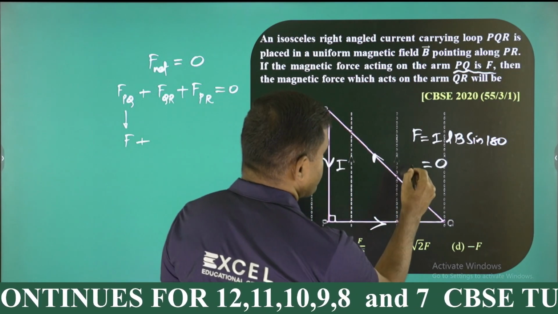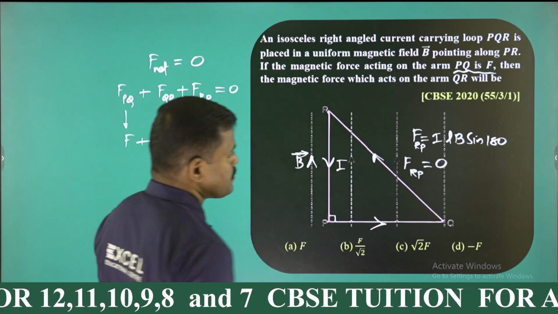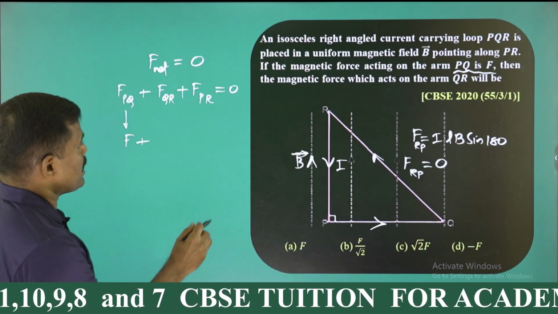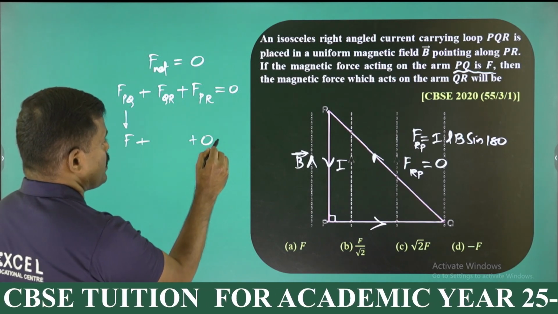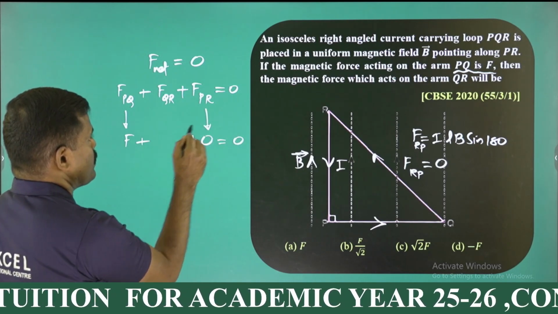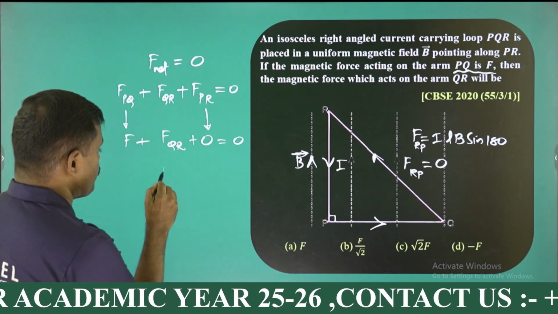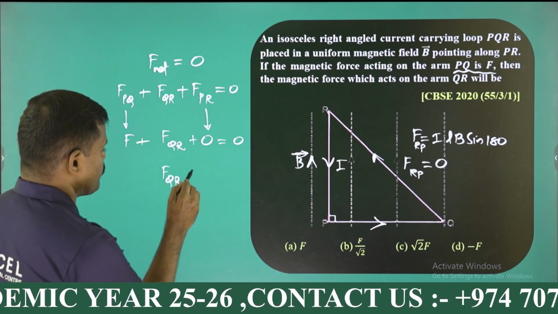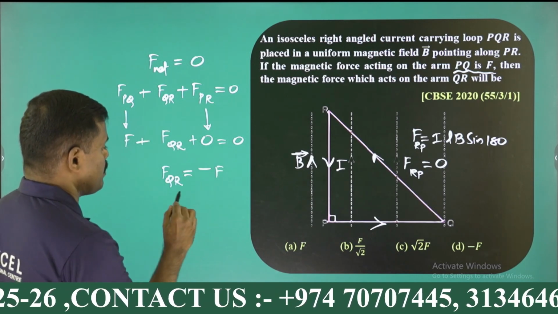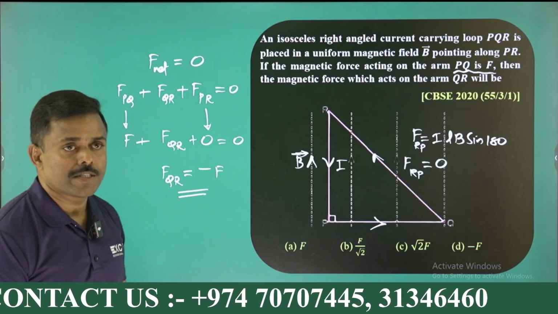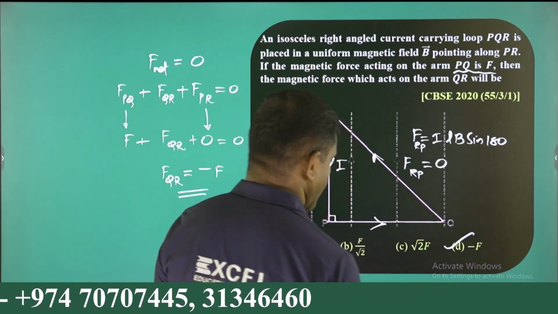So force on RP is, this is in fact force on RP. So force on RP or force on PR, the last one, is equal to 0. This is force on QR. They are asking you to find force on QR. How to get force on QR now? Get this to the right hand side, that will be minus F. Force on QR is equal to minus F. Answer is option D, minus F.